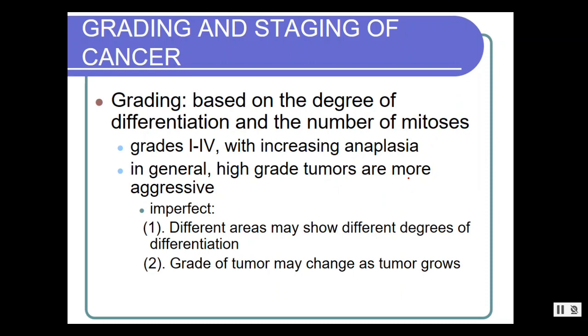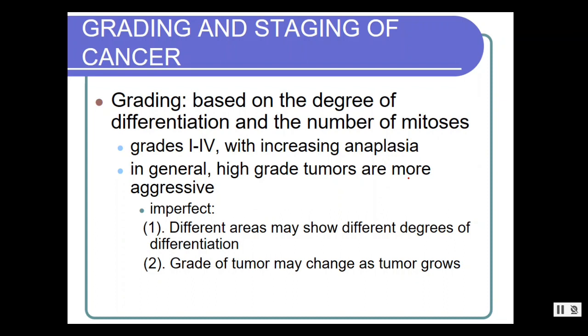So what is grading? Let us study grading first. Grading is based on the degree of differentiation and the number of mitoses. We grade it as Roman numeral I, II, III, and IV with increasing anaplasia. In general, high-grade tumors are more aggressive. So grade IV is more aggressive, they become larger very fast, they multiply very fast.